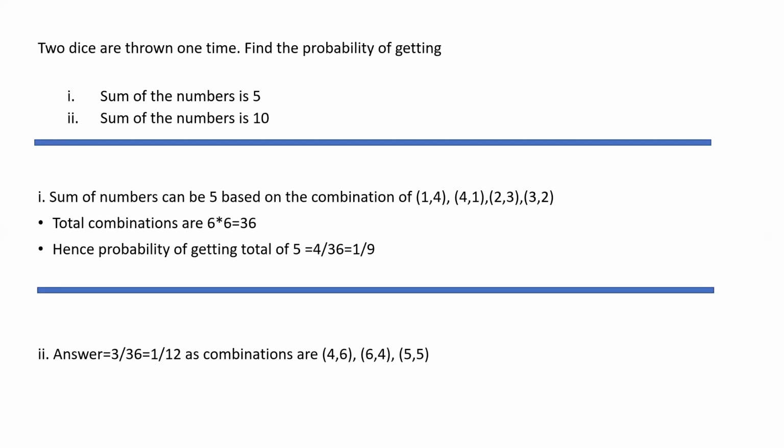Out of how many chances? 36 chances. As we saw, 1,1; 1,2; 1,3; 1,4; 1,5; 1,6, and so on. So 4 of them satisfy this condition that the sum of numbers is 5. So 4 out of 36, that is 1 by 9.